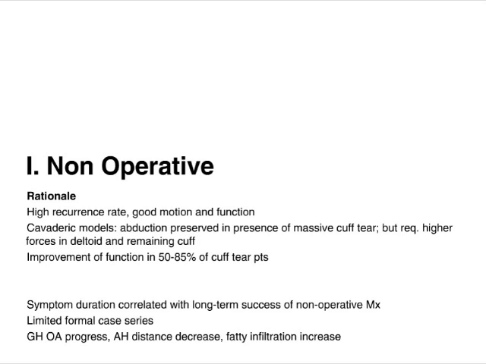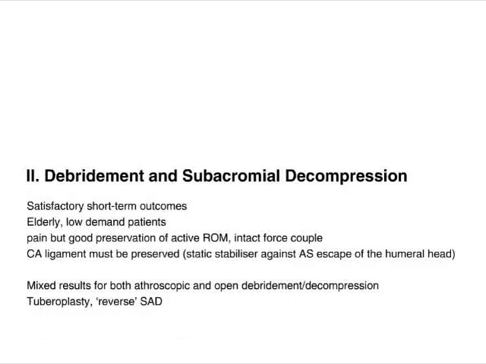So the first operative intervention is your debridement and subacromial decompression. I've left the sort of chicken and egg discussion around this aside. But this intervention has shown satisfactory short-term outcomes and is particularly useful in elderly, very low demand patients with poor tissues where a repair is likely to fail. If their primary complaint is pain, but they do have a reasonably preserved active range of motion for what they would like to do with the arm, and an intact force couple.